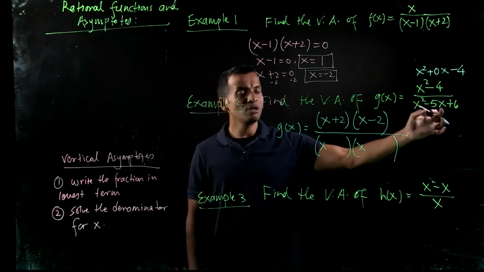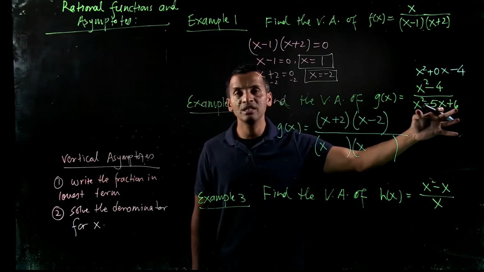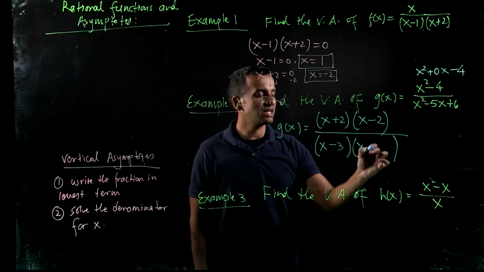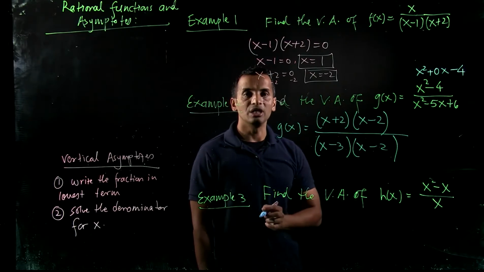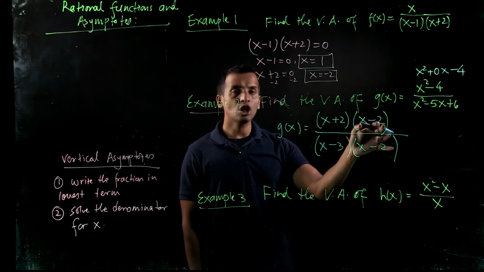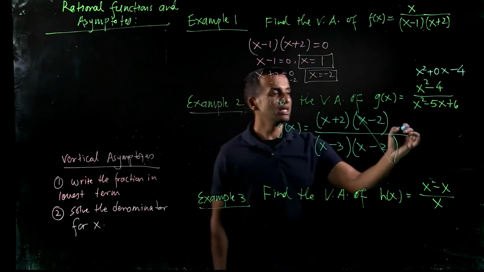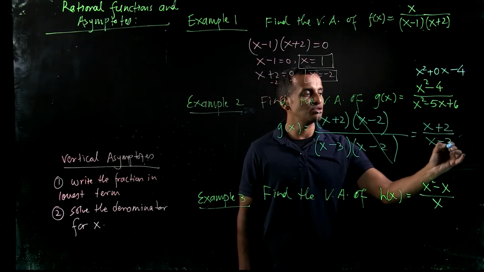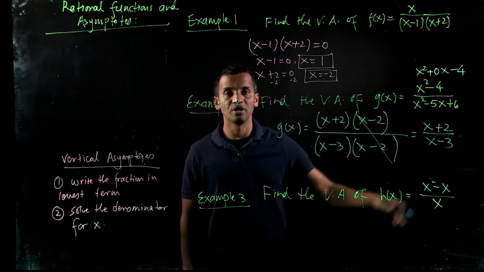Okay. Now for the bottom part, we need two numbers whose sum is negative 5 and the product is positive 6. What are those? It will be negative 3 and negative 2, because the sum is negative 5 and the product is positive 6. Now here you can see that there is a common factor in the numerator and denominator. If you cancel that, what is left? It is x plus 2 over x minus 3, right? And this is the lowest term. There is nothing common there.